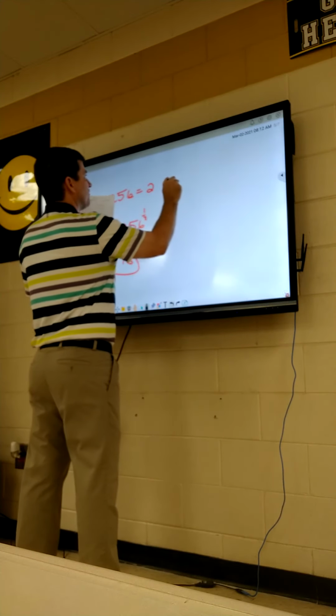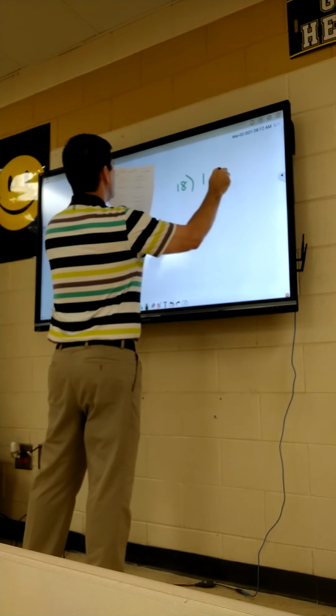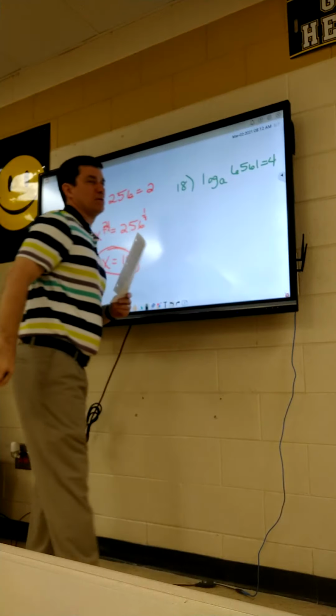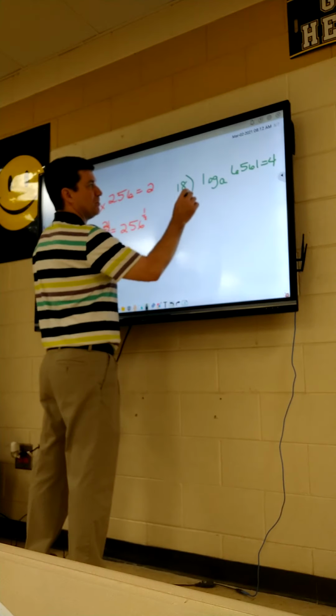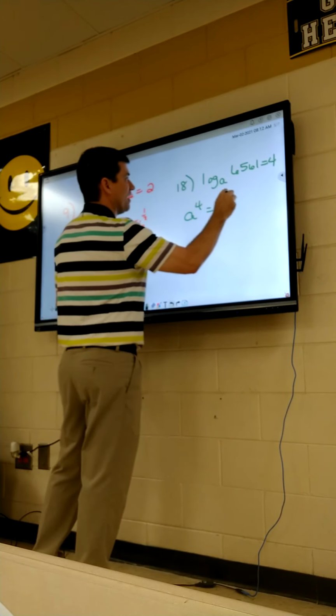Let's jump to 18 first. I think that's the same type of problem. Log base A of 65,61 equals 4. All right. Is it the same problem? So how are we going to set it up? It'll be A to the fourth. A to the fourth equals 65,61.